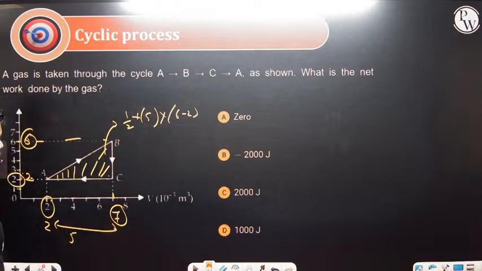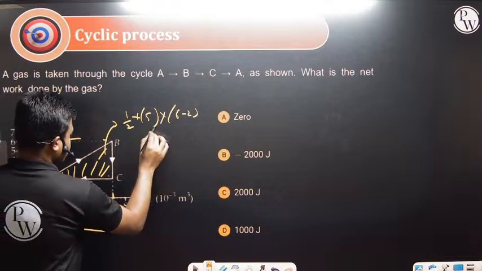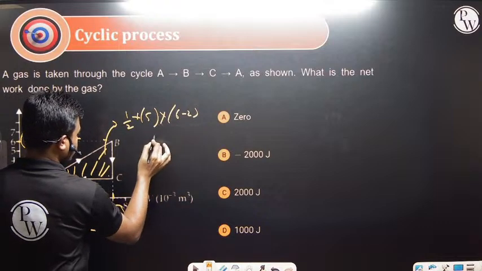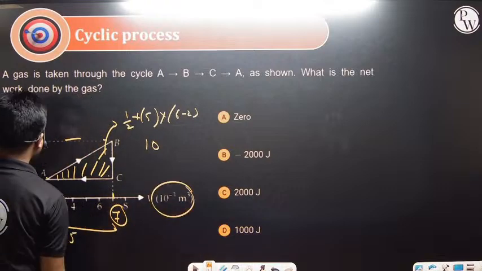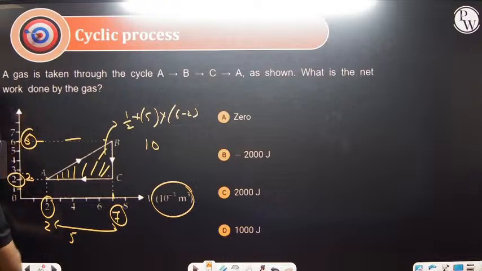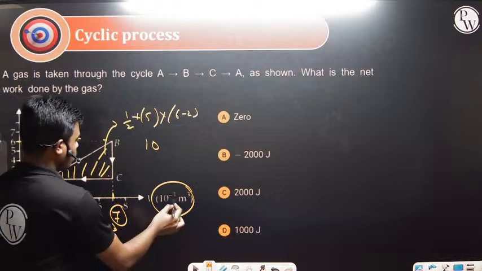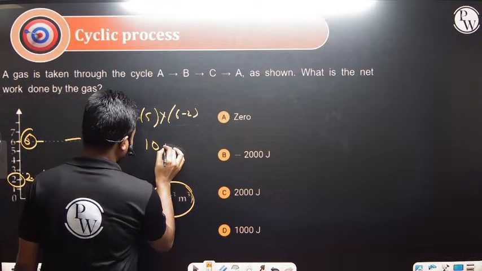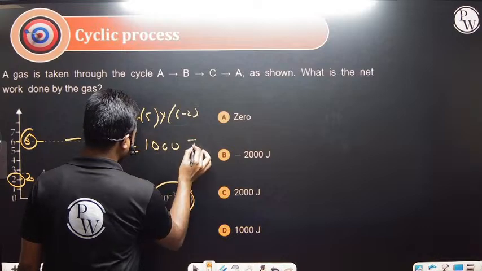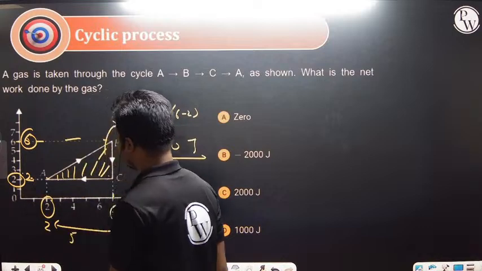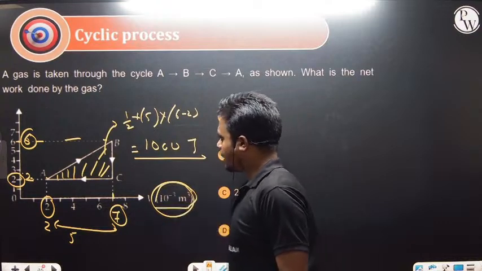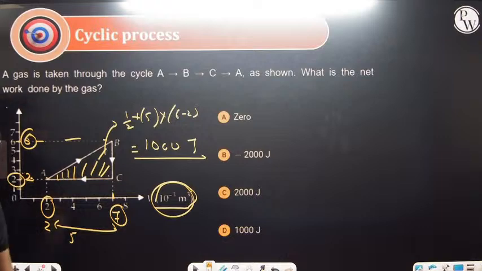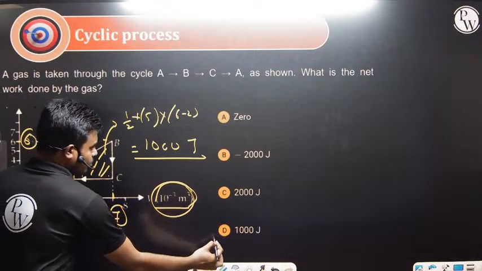So 5 into 4 divided by 2. In terms of this, we got the volume 5 into 4 divided by 2, that is 10. And this is in terms of 10 to the power minus 3, in terms of the kilopascal we have. So this will be approximately whatever we are getting. 10 is matching over here, so this will be 10,000 that we will be getting. This is in terms of 10 to the power minus 3, and this will be in terms of the 10 to the power 5 Pascal. So the answer will be 1000 joule.